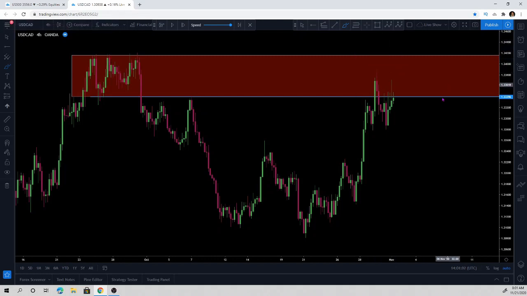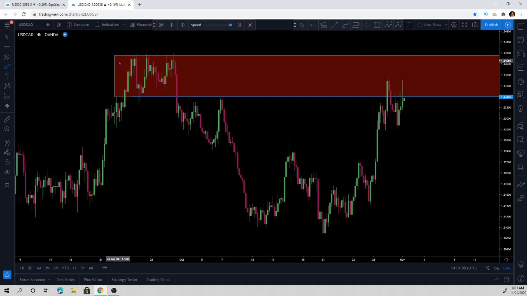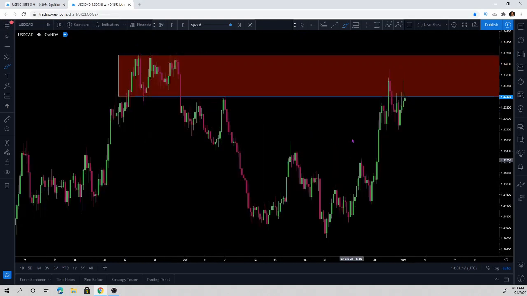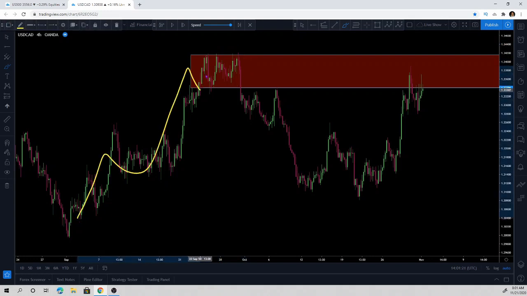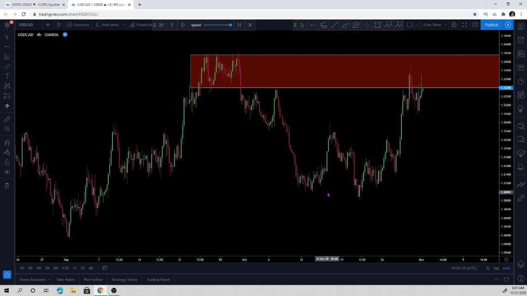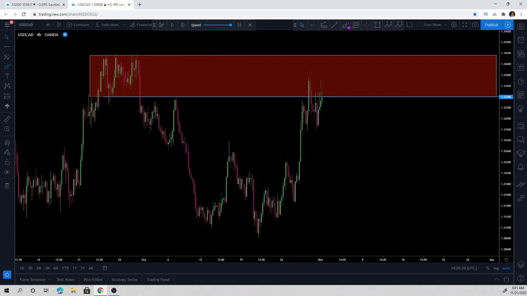How can we know this if we don't have market depth data? Well, it's very simple. We know that by pinpointing this inflection point in the market, this super important inflection point where sellers took control of this market. We know that in the future, this is where sellers are going to be positioned.